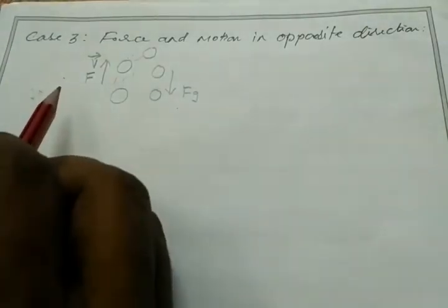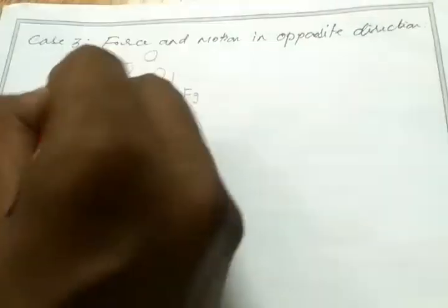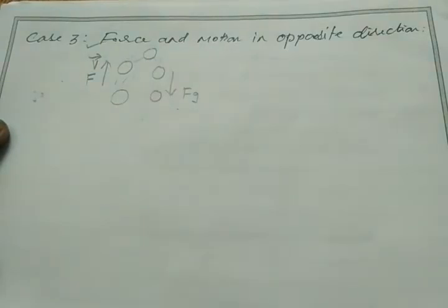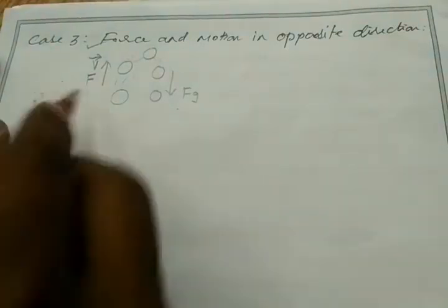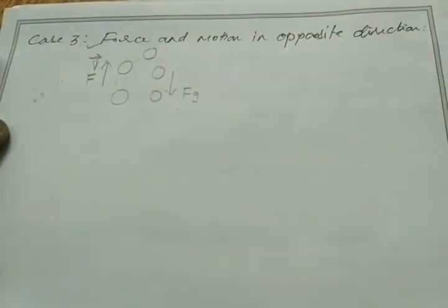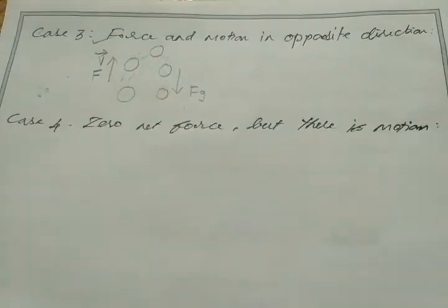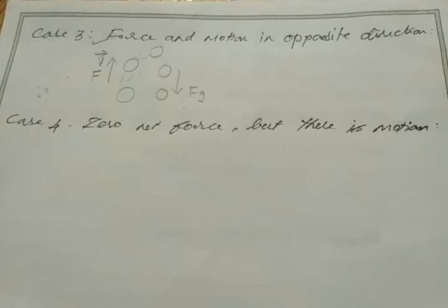Any object which we throw upwards, this is the condition where it applies. Motion is upwards, force acting downwards. This is the third case. The fourth case is zero net force but there is motion.